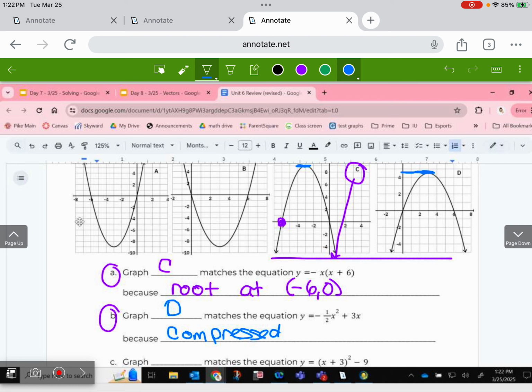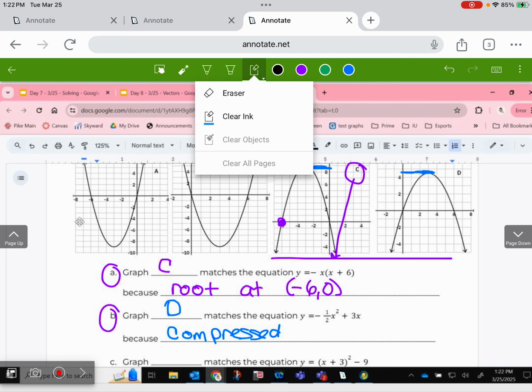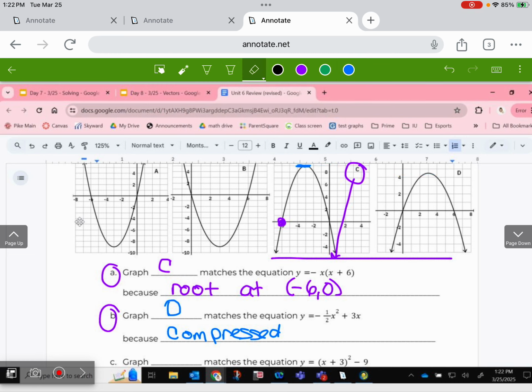This one has its maximum right around 4.5. This one goes all the way up to about 9. So it's shorter, so we know it's been compressed. So that's one way we can tell about that one. So then we could look at our positive equations. So this one here, but now I can't zoom back up.